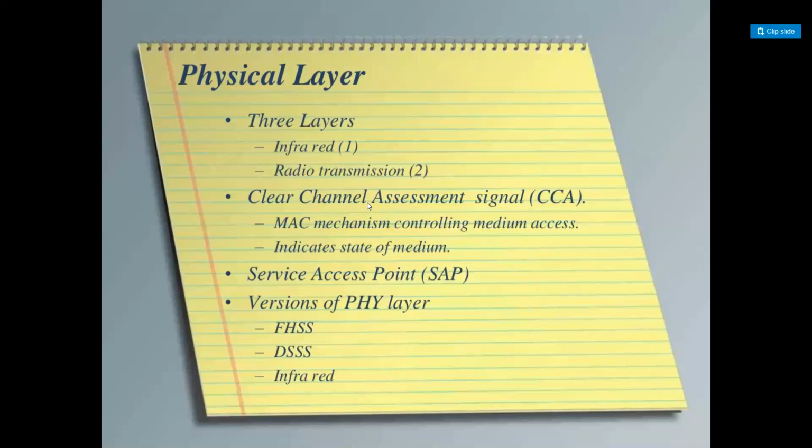Coming to the versions of the physical layer, we are having three versions of IEEE 802.11. Don't think it is two sublayers; I am saying about the versions of the physical layer in IEEE 802.11. Here we are having three versions. The first one is FHSS, that means frequency hopping spread spectrum. The second one is DSSS, that is direct sequence spread spectrum. And the last one is infrared.